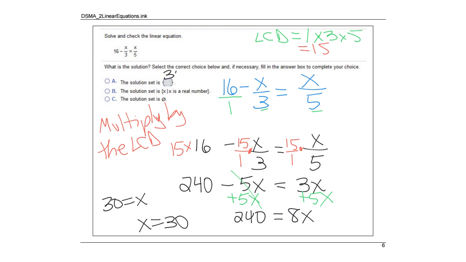And that's my solution. You can check your work. You could put 30 into the x on both sides and clean it up and make sure that both sides are the same. See, fractions aren't so hard.